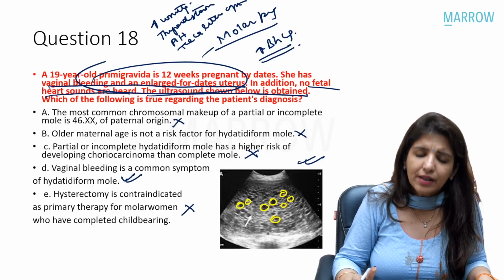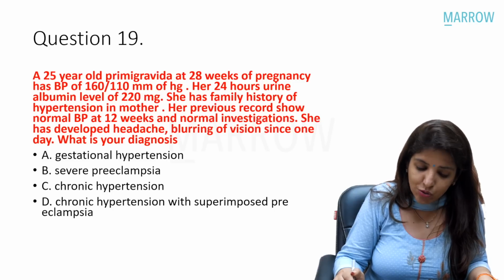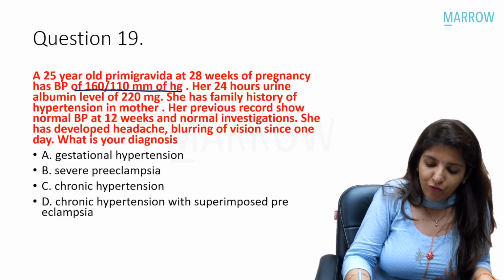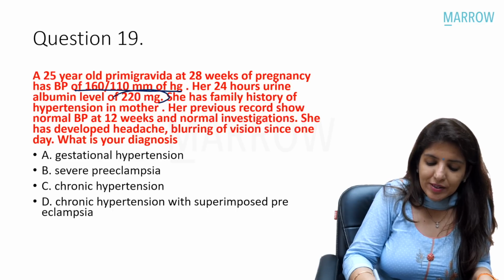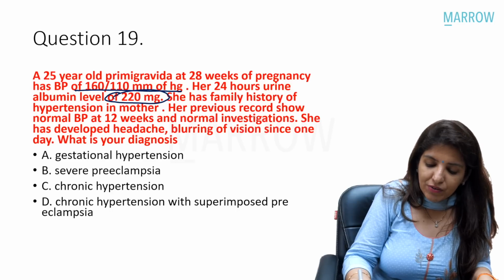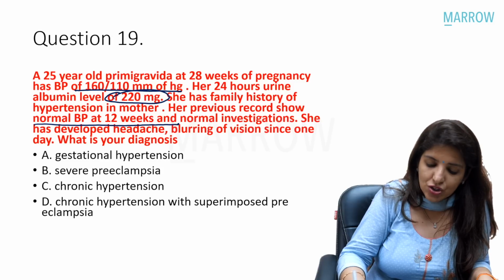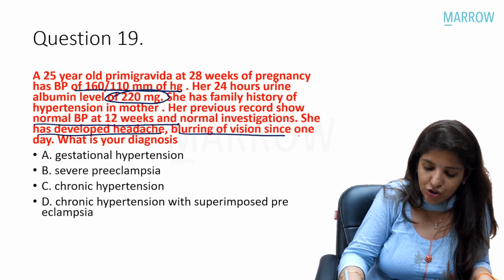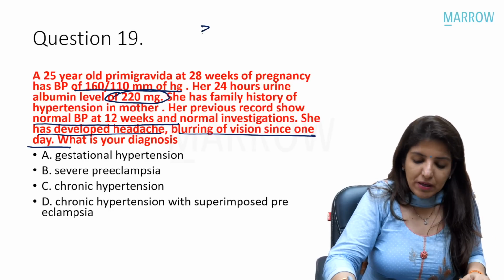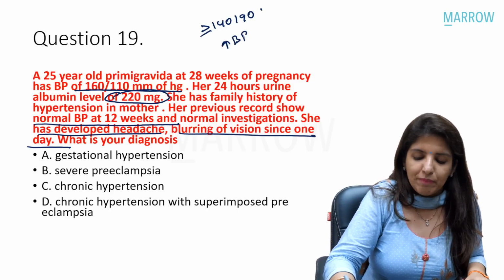Clear? Coming to question number 19, a 25-year-old primigravida at 28 weeks of pregnancy has BP 160 by 110. Her 24 hours urine albumin is 220 milligrams, right? She has family history of hypertension in mother. Her previous record shows BP normal at 12 weeks and normal investigations. She has developed headache, blurring of vision since day one. What is your diagnosis? Now, because BP is more than 140 by 90, I know that her BP is high.